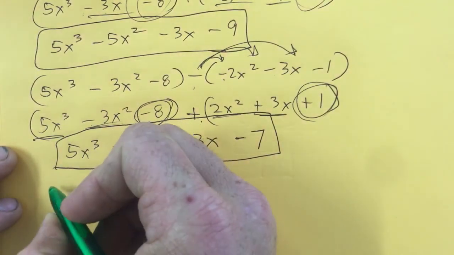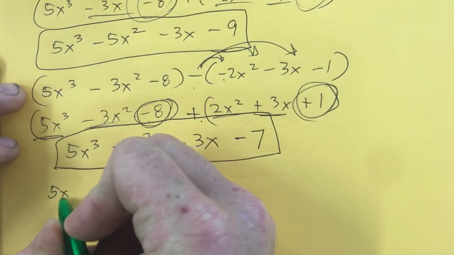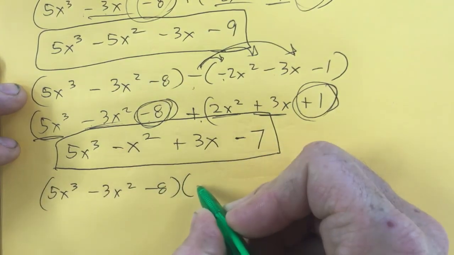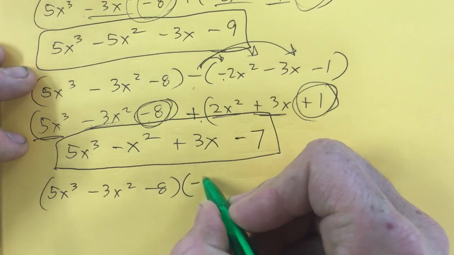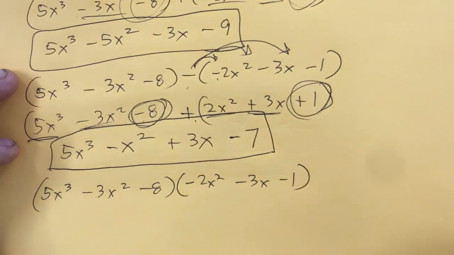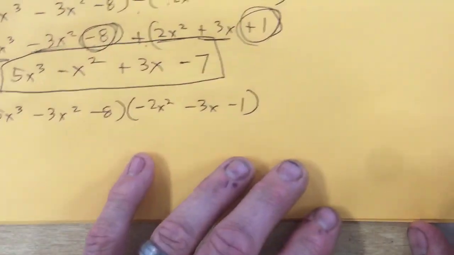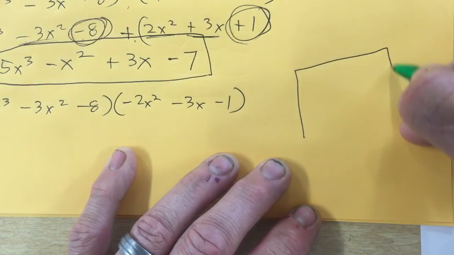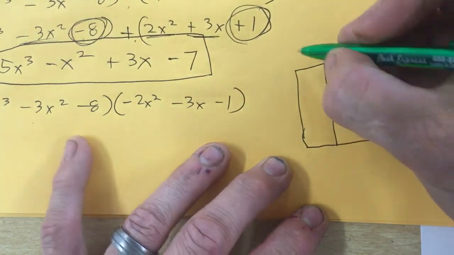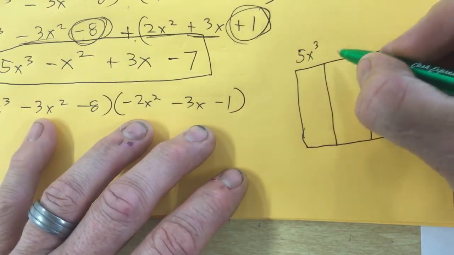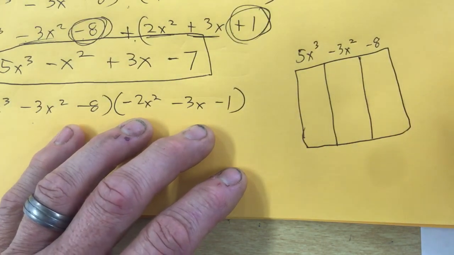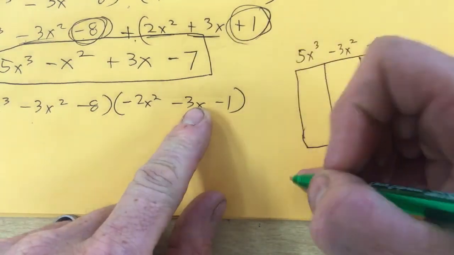Okay, now let's multiply them. So let me write them again. I got 5x to the third minus 3x squared minus 8 times, what was it, negative 2x squared minus 3x minus 1. I'm going to multiply them. Okay, so I'm going to do a box. So let me do my box over here. Okay, now this is going to be a bigger box because I have 3 terms here. So I should have a column for the 5x to the third. I should have a column for the minus 3x squared, and I should have a column for the negative 8. And then right here for these, they go on the side here.